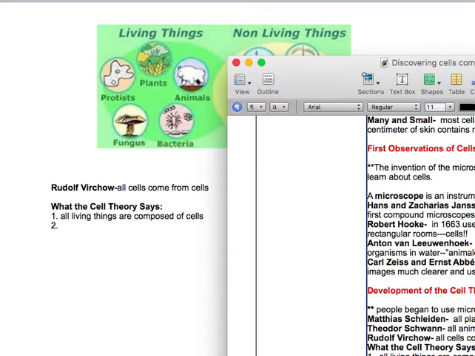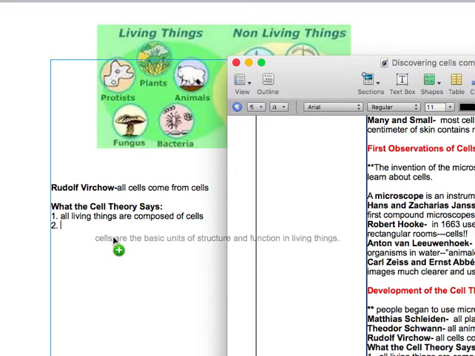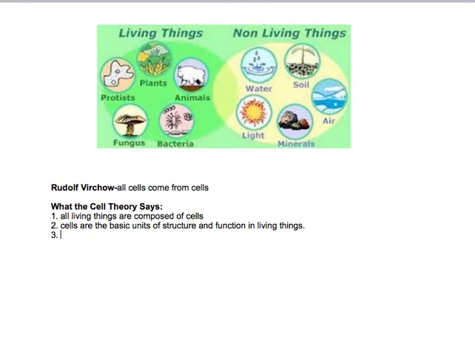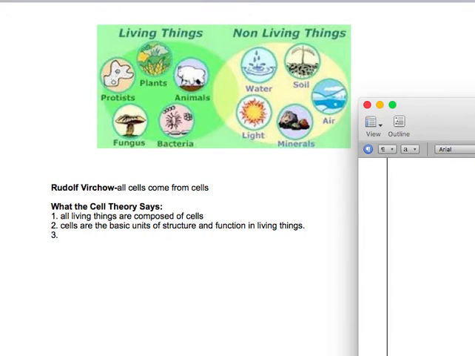Cells are the basic units of structure and function in living things. That's our fun definition that we've gone over. So everything that a living thing is made up of and everything a living thing does is because of cells. And number three, all cells are produced from other cells. Hooray for cell theory. You are going to know this so well.